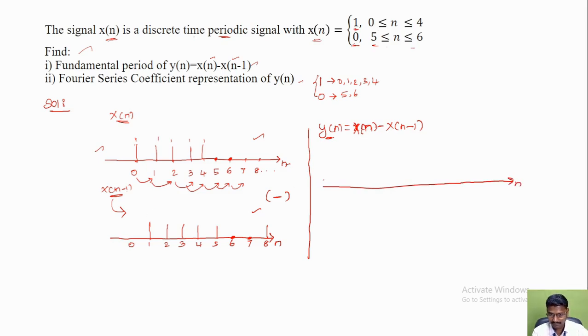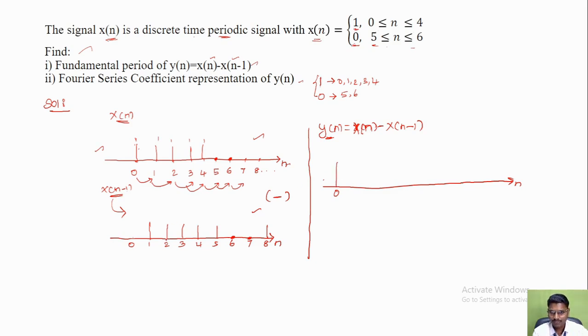Now look at here. In x of n minus 1, in x of n I have 1, but for the 0th sample in x of n minus 1 I don't have any value, it is 0. So for the 0th sample of x of n I have amplitude 1, but for x of n minus 1 the 0th sample has amplitude 0. So 1 minus 0, I will get amplitude 1, right?